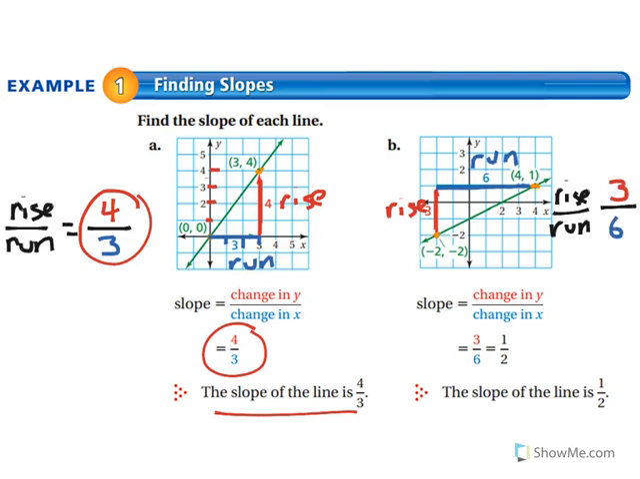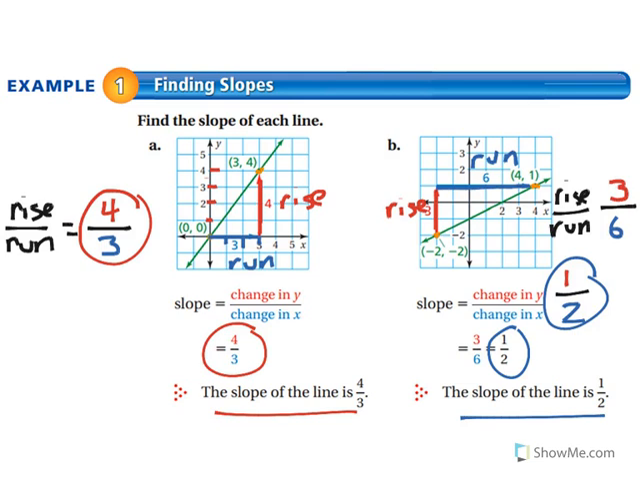Now our fraction 3 over 6 can be simplified. Divide both 3 and 6 by 3, and you're going to get 1 over 2. So our slope is 1/2. Slope of the line is 1/2. Now, something I want you to notice between these two lines. When we're looking at the line in problem A and comparing it to the line in problem B, which of these two lines looks more steep to you?